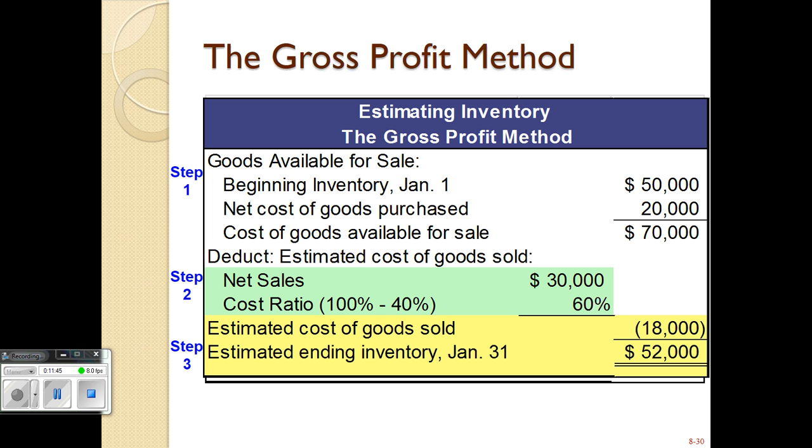So what happens is I take the net sales of 30 grand and multiply it times that 60% complement, and that tells me the cost of goods sold is 18 grand, and that tells me my estimated ending inventory is 52 grand. So when the fire came through and wiped out my building, I'm going to go ahead and tell the insurance adjuster that my loss of inventory was, in this case, 52 grand.